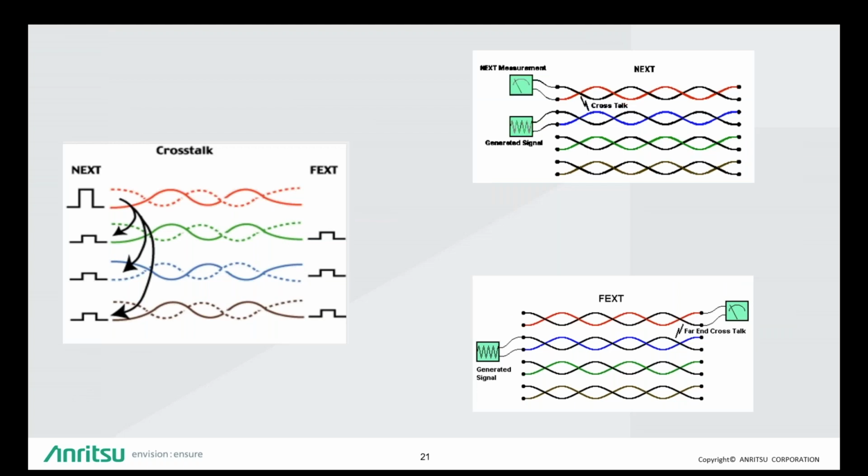So let's say you have these twisted cable pairs in RJ45 cables. For the NEXT, which is the near-end crosstalk, you are injecting a signal on this blue cable here, and you are measuring the crosstalk itself on this end here of the other twisted pair. Whereas for FEXT, let's say you're generating the signal over here. Now, instead of measuring it here, you're actually measuring it at the far end. And that's why the term far-end crosstalk.